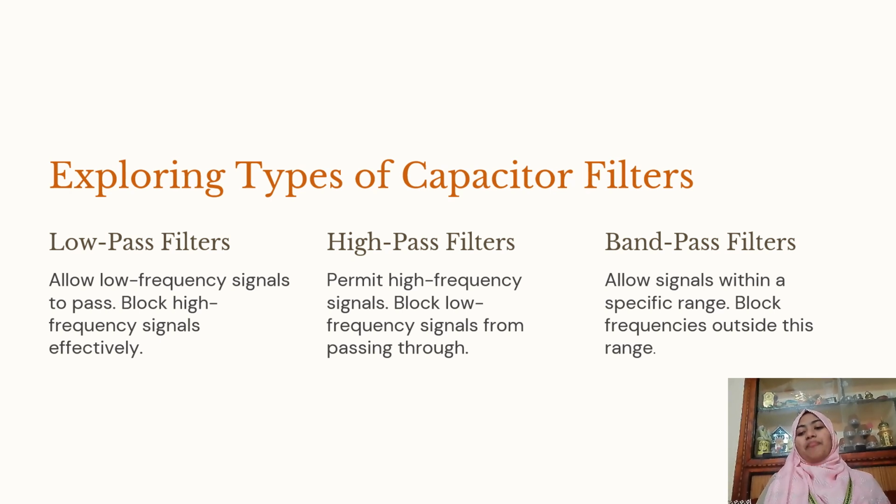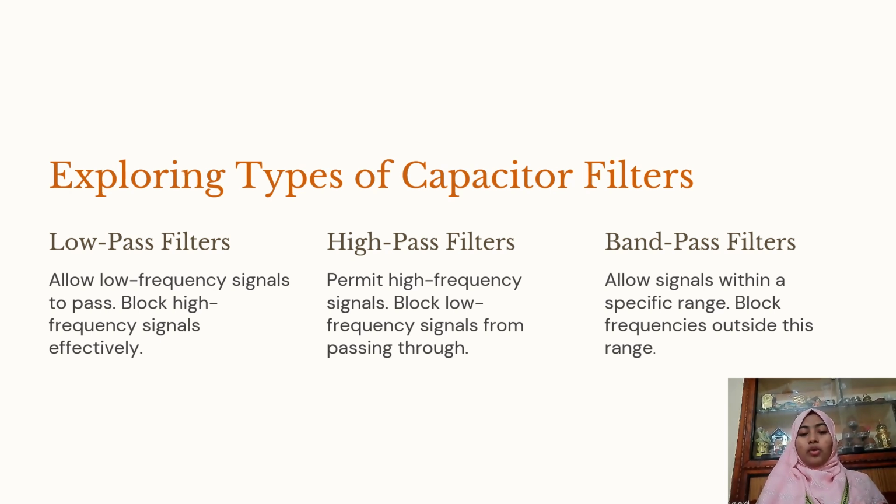And the third type is band pass filters. These band pass filters allow signals within a specific range and block frequencies outside this range. So from this we understood that band pass filters have a specific range in which only they allow the signals to pass through the circuit. Outside of these ranges, they block the frequencies, whatever they may be. Thus these are the conditional capacitor filters, as they allow frequency signals in the circuits in a specific range only and block the frequencies outside this range.